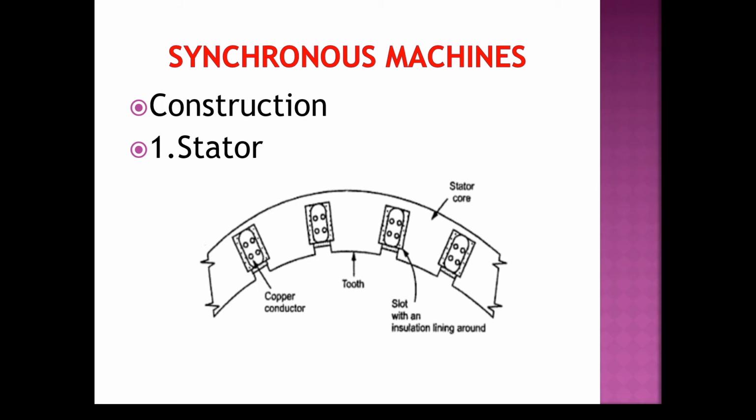Now let us see the construction of a synchronous machine. It consists of a stator and rotor as we said earlier. What is a stator? The stator is the stationary armature now. It will consist of a core and slots to hold the armature winding. Laminated construction is used for the stator core now. It is built up of special steel stampings insulated from each other with varnish or paper.